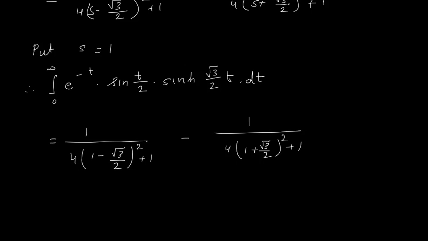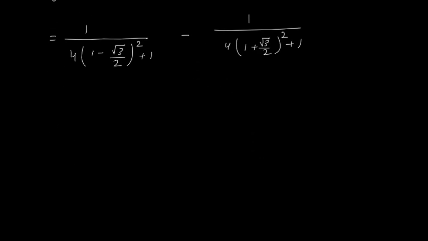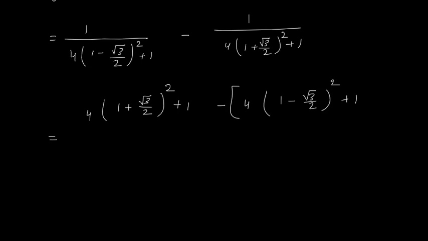Now we will simplify this. For simplification, we will take cross multiplication. So here, 4 times (1 plus root 3 divided by 2) the whole square plus 1, minus 4 times (1 minus root 3 by 2) the whole square plus 1. Okay, this I will take in a bracket and the whole divided by, here we will multiply them.